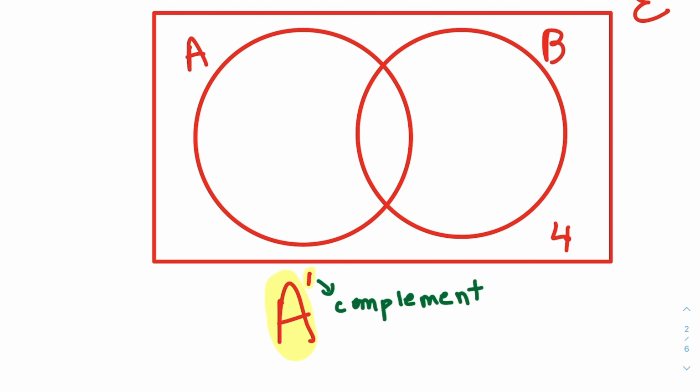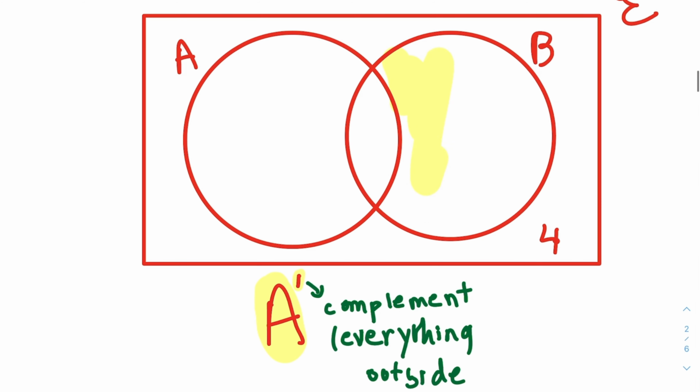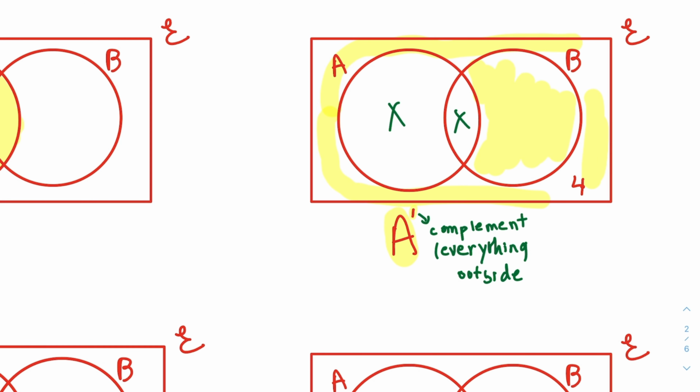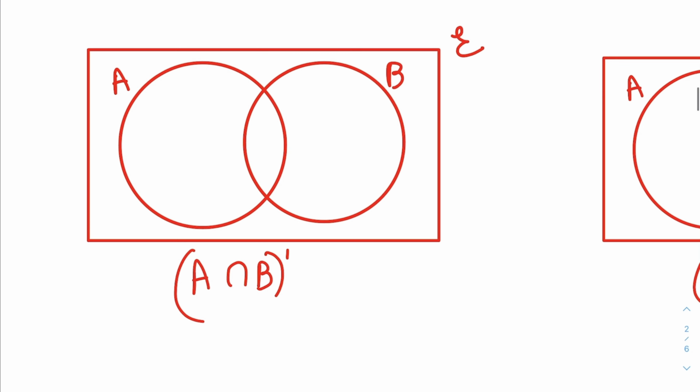Okay, it's everything outside. So this region and this region, this everything outside region. We do not shade this region nor this region because it is inclusive in A, but we do not want that. We want everything outside of A. Okay? So next is A intersecting B, but the complement of that.